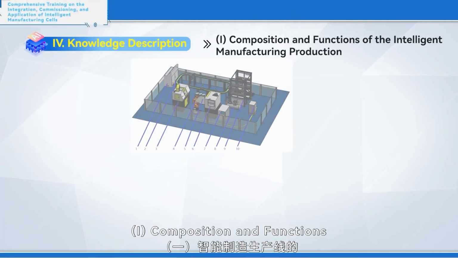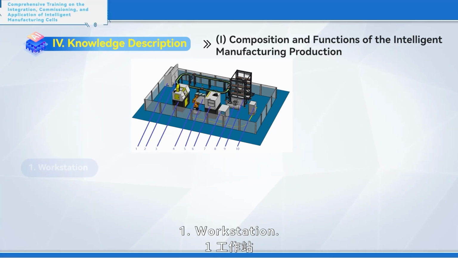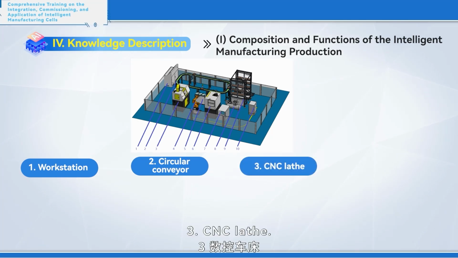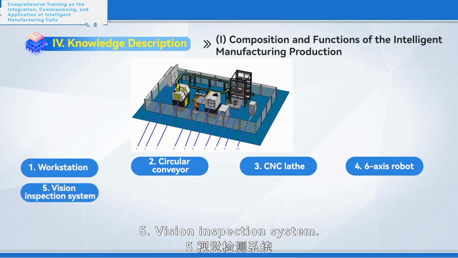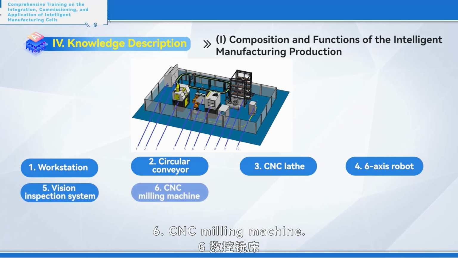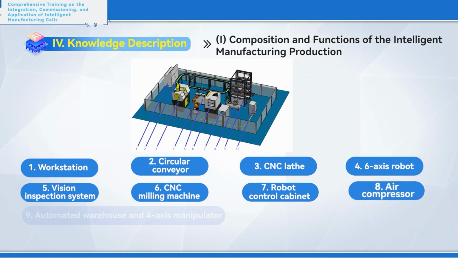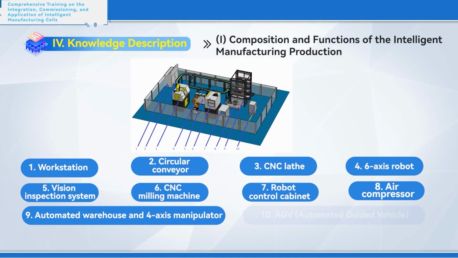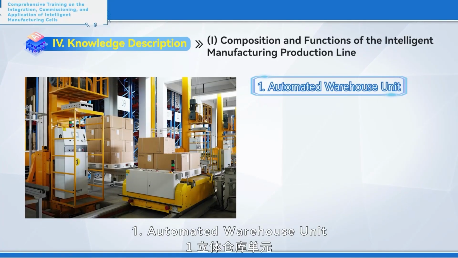4. Knowledge description. 1. Composition and functions of the intelligent manufacturing production line. 1. Workstation. 2. Circular conveyor. 3. CNC lathe. 4. 6-axis robot. 5. Vision inspection system. 6. CNC milling machine. 7. Robot control cabinet. 8. Air compressor. 9. Automated warehouse and 4-axis manipulator. 10. AGV.